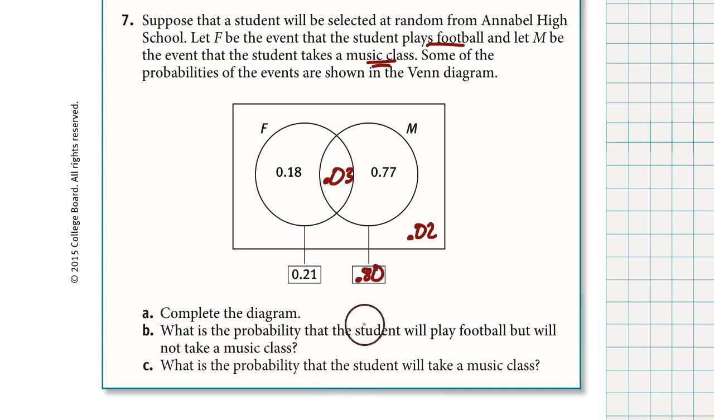What is the probability the student plays football but not music? So only the number in the football circle that's not in the music circle. That's the 0.18. So the probability is 0.18 or 18%. Question C. What's the probability the student takes music class? I'll pause the video for you to try that. The answer is 0.80, because in the circle representing music class, you would add the 0.03 and the 0.77.